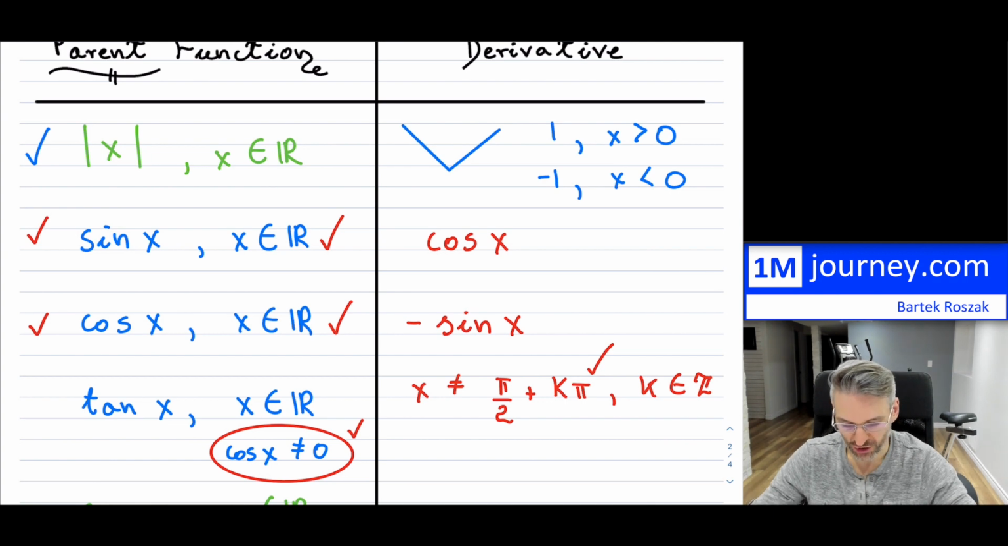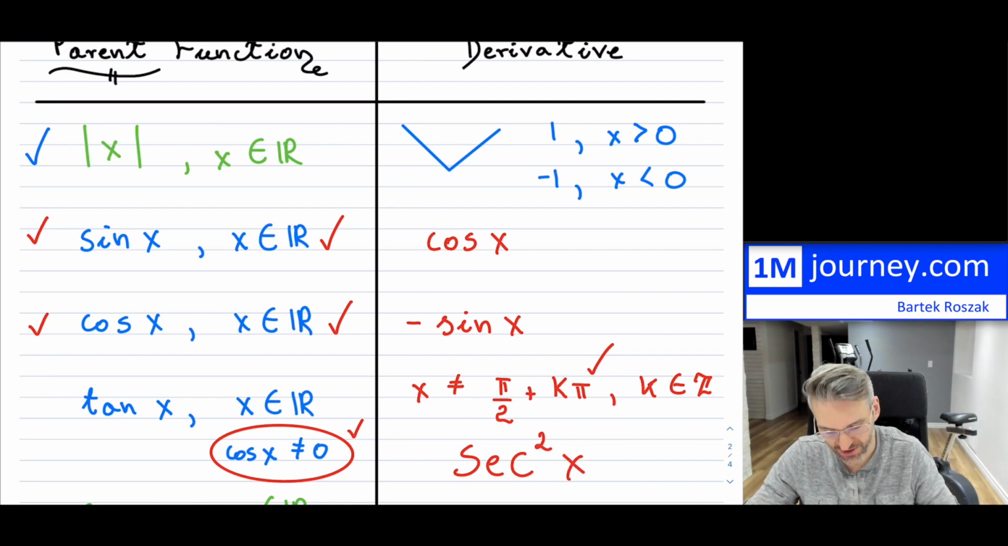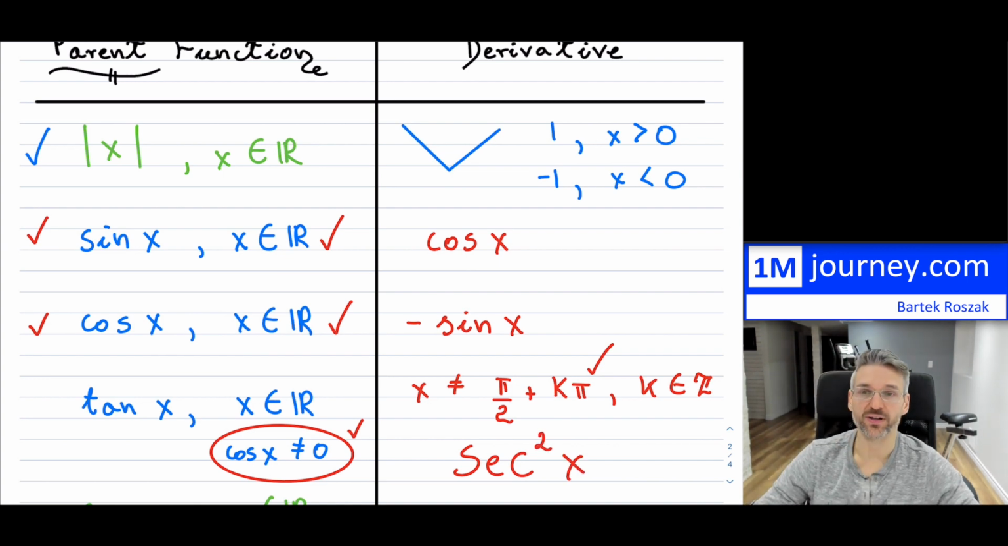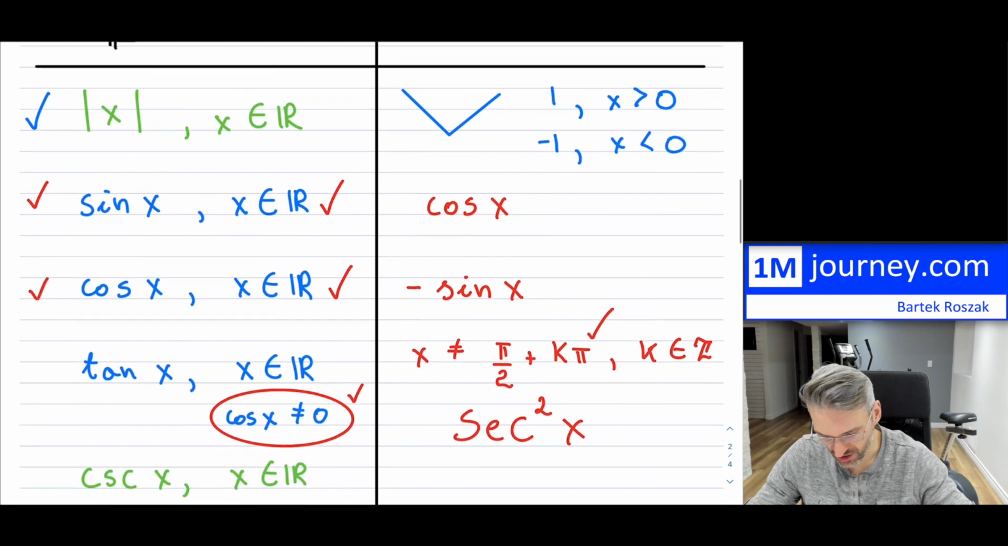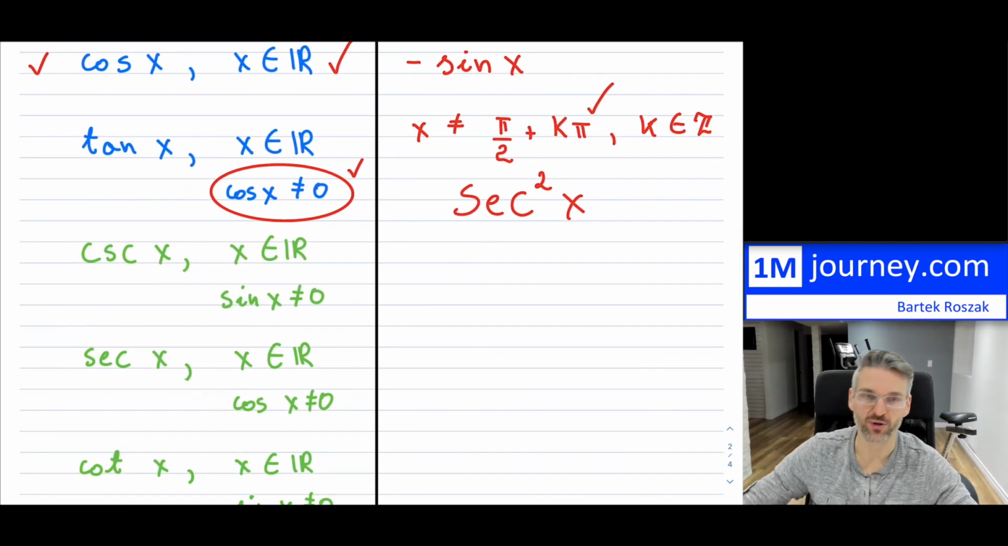Now, the actual derivative itself is simply secant squared x. That is the derivative of tan x. And again, you can derive it from just changing tan x into sine x over cos x and using the quotient rule. Now the next set: cosecant, secant, and cotangent, we can do exactly the same thing.